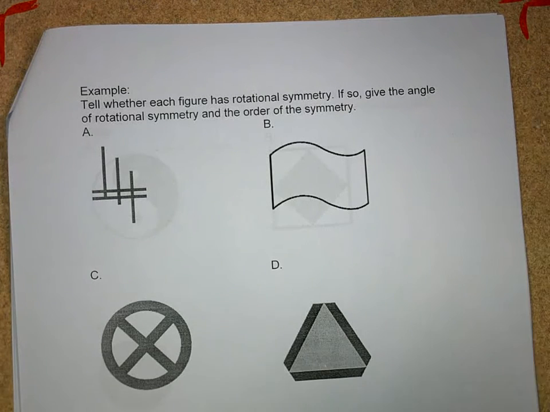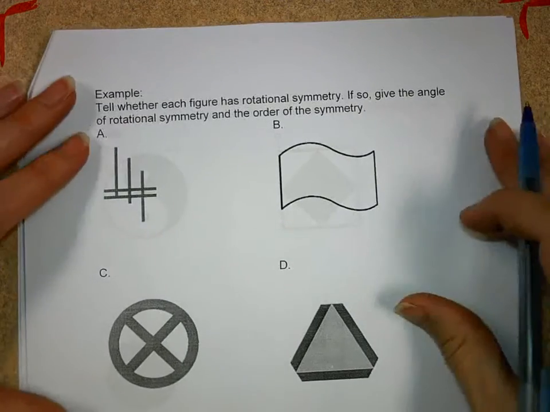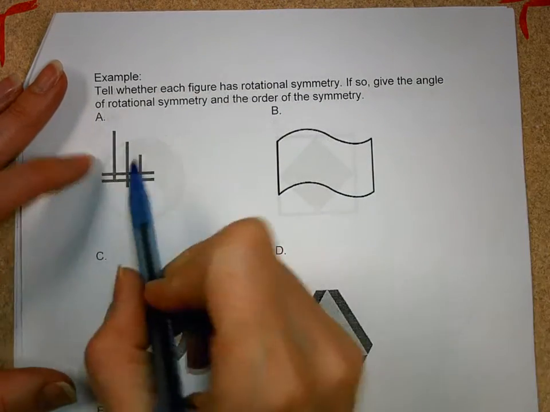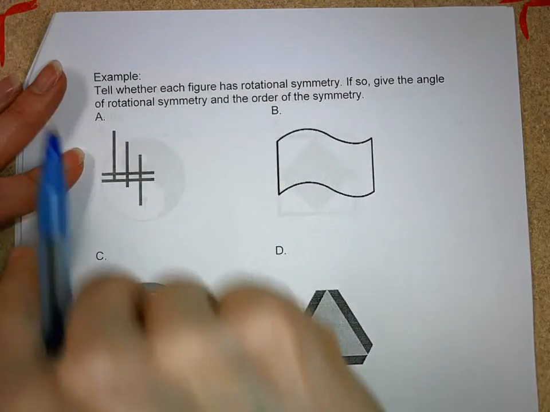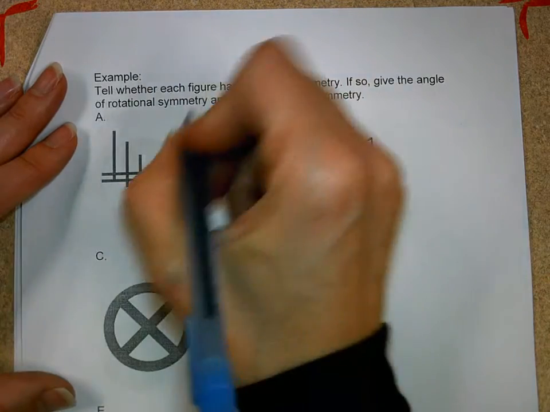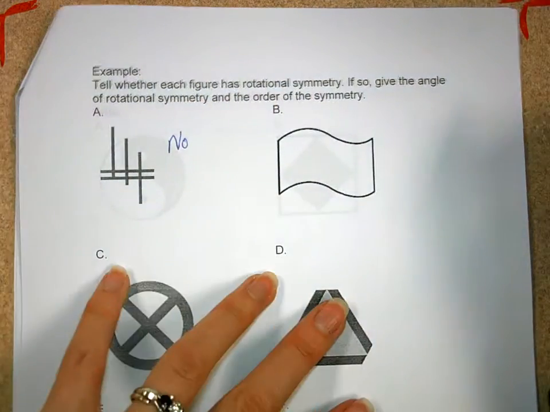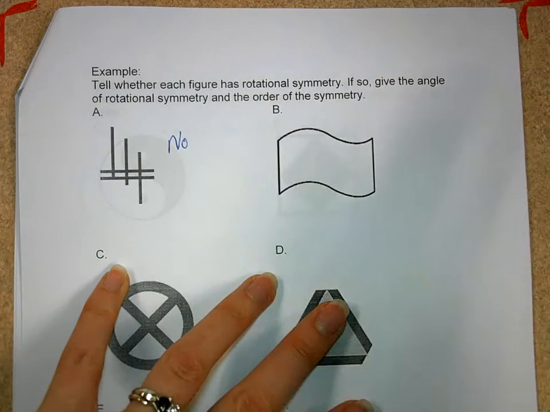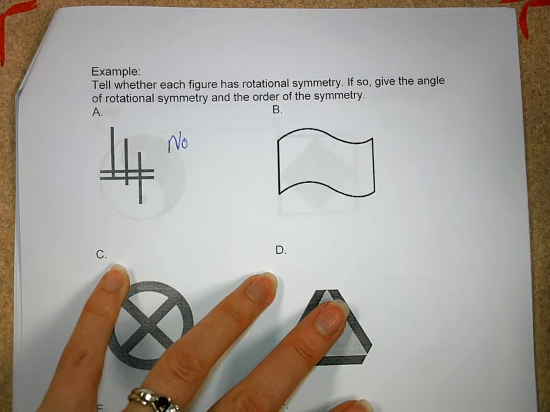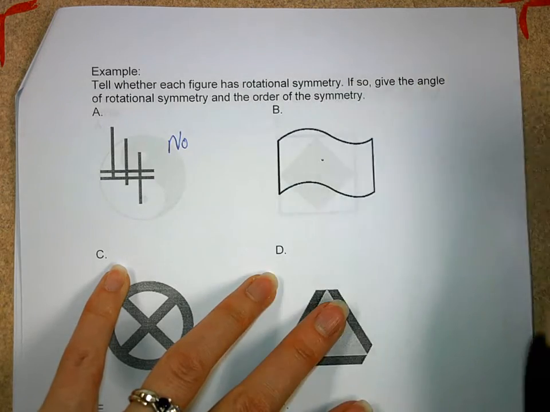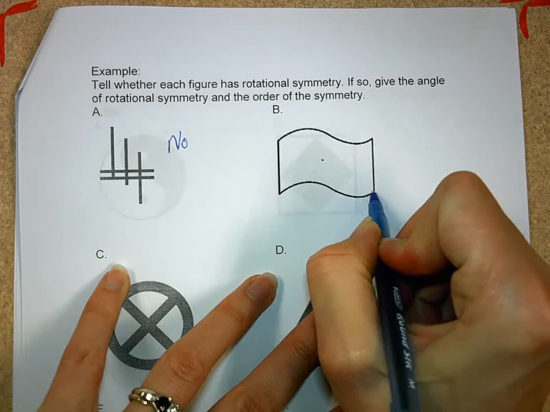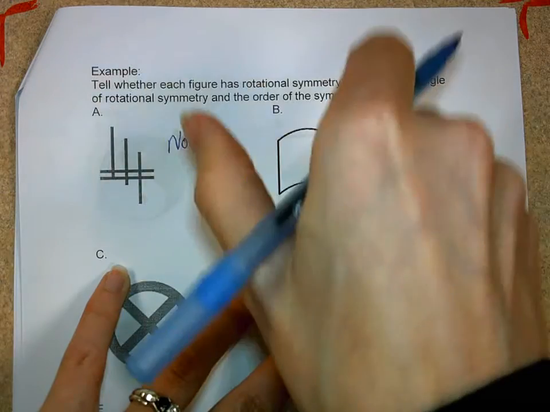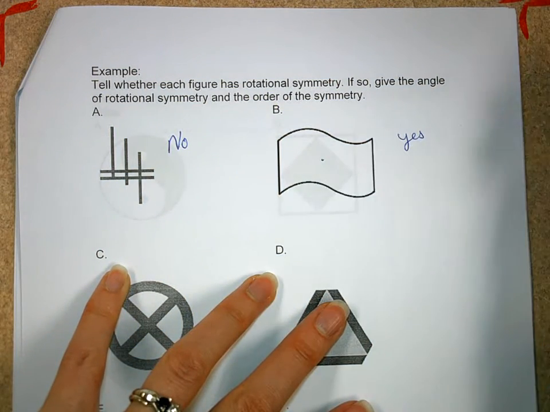On the very first one, we're supposed to decide if it has rotational symmetry. If it does, what's the angle of rotation and what's the order? Looking at this first one, can I put a point in the middle and turn it onto itself? No, I'd have to go all the way around 360 degrees, so my answer is no. Now this flag is kind of like the Windows symbol. This one does have rotational symmetry because I could go from here to here and still get the same figure, not all the way around the circle. So yes.